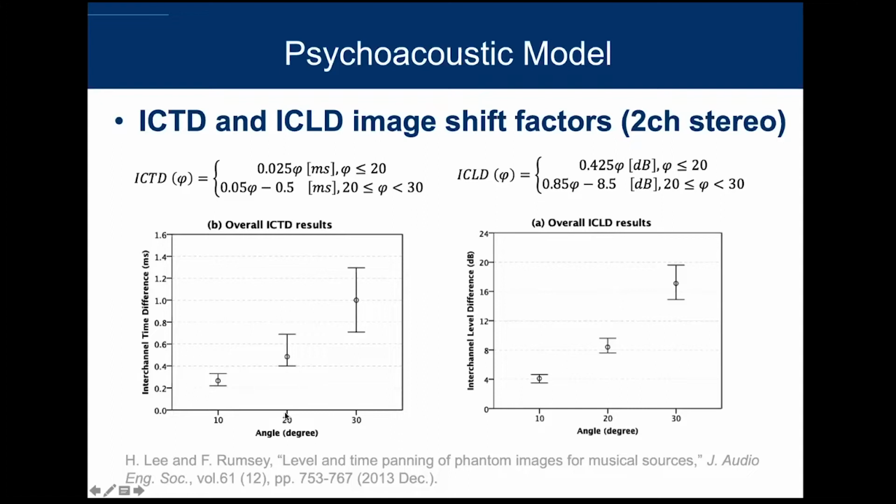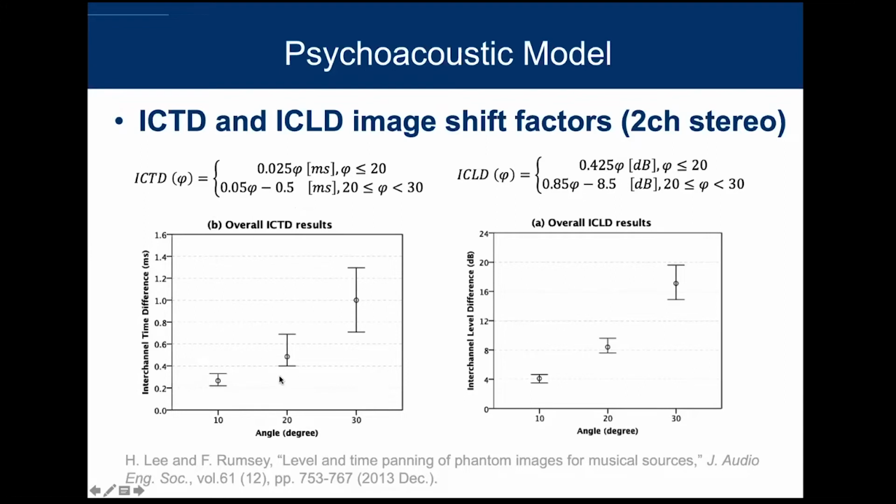Of course, there are other angles in between those 2 points, but the error bars indicate the uncertainty of localization. Different people will perceive it in slightly different positions. This error bar becomes larger and larger as the angle increases, which is a natural result because our localization ability is not as good in the lateral region as in the frontal region. Based on this psychoacoustic result, you can make a very simple equation like this.